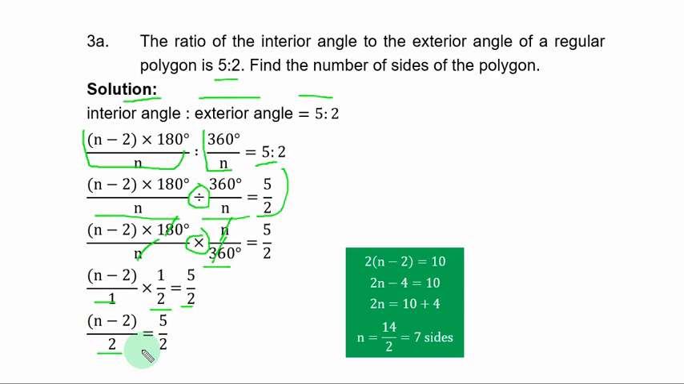So we need to cross multiply. So you have 2 times this and 2 times 5. So you have 2 bracket open, n minus 2 bracket close, equal to 10. If you open this bracket, you have 2n minus 4 equal to 10. Collect like terms by transferring minus 4. You have 2n equal to 10 plus 4, and that is 14. To get n, divide both sides by 2. So n is equal to 14/2, and that is 7 sides.